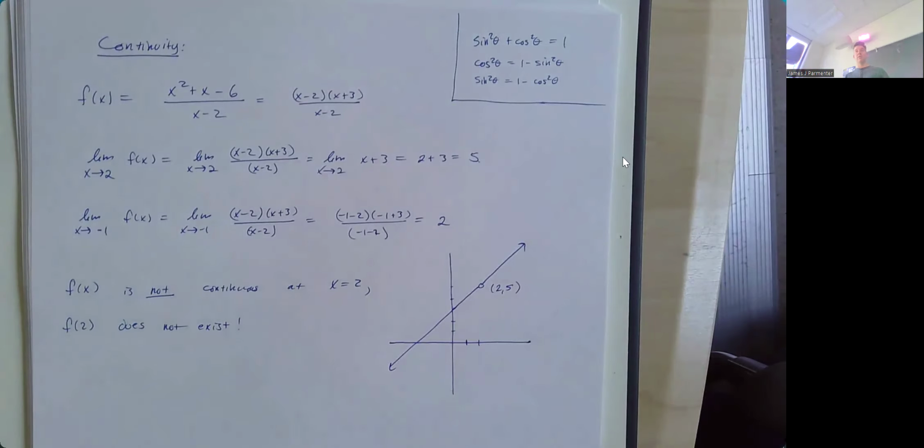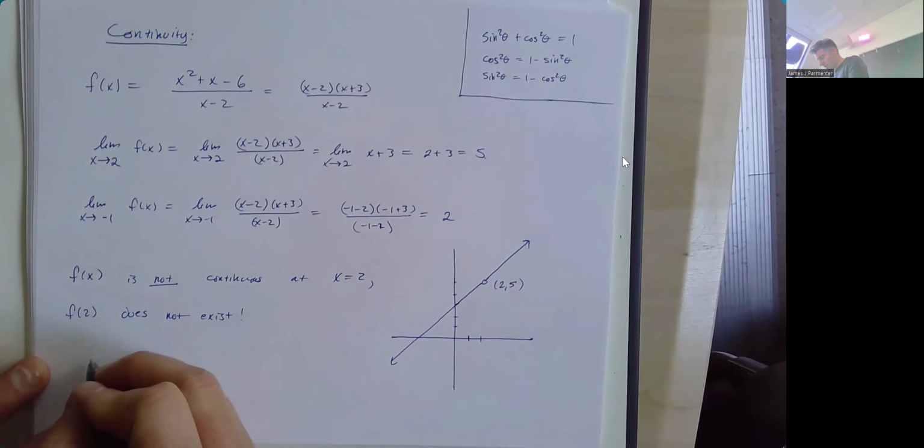Definitely not continuous. Now, when I say this function isn't continuous, what I really mean is it's continuous almost everywhere, but it's not continuous everywhere. There is at least one point, sometimes more, where it is discontinuous. And that point in this function happens to be when x equals 2.